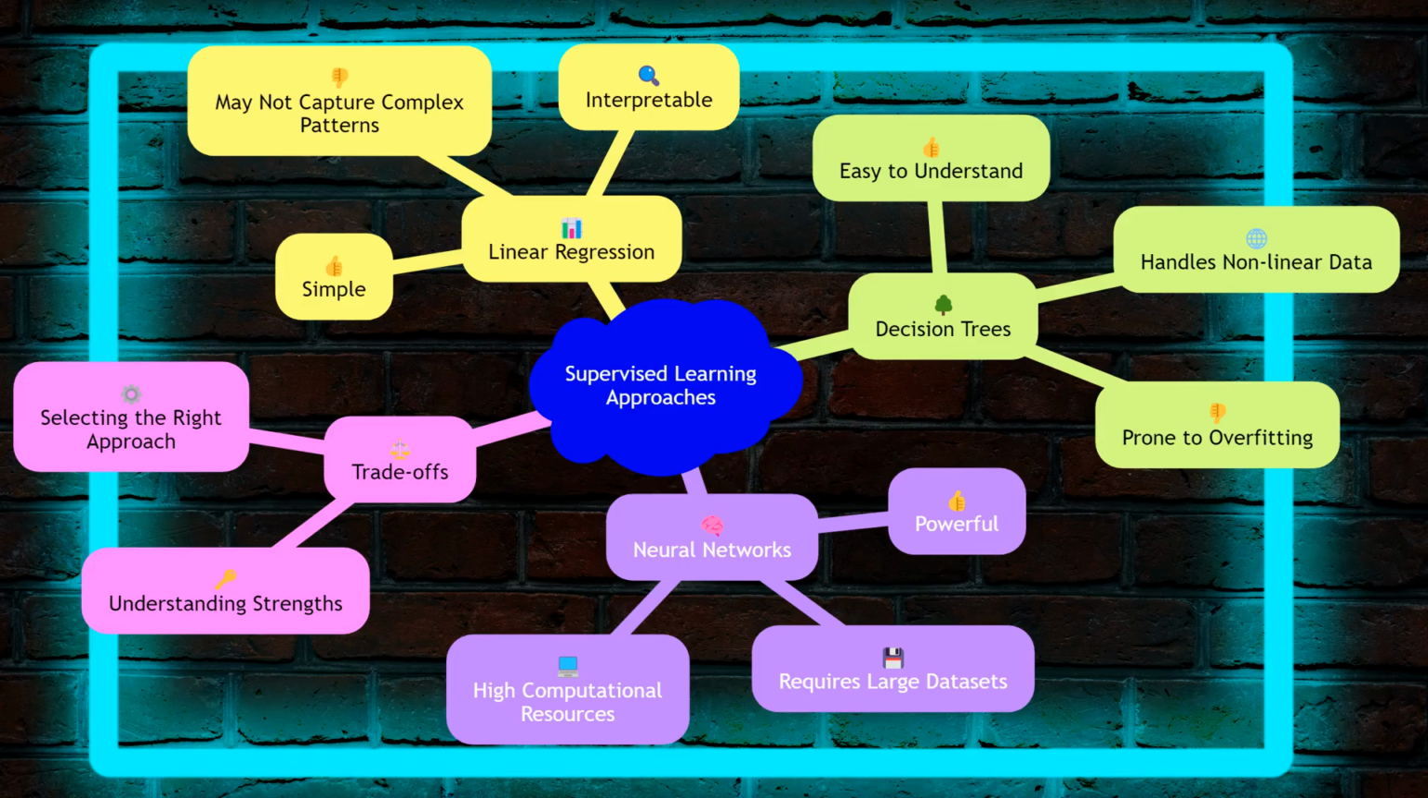Supervised learning approaches include algorithms like linear regression, decision trees, and neural networks. Each algorithm has its strengths and weaknesses. For instance, linear regression is simple and interpretable, but may not capture complex patterns. Neural networks, while powerful, require large data sets and significant computational resources. Understanding these trade-offs is key to selecting the right approach.